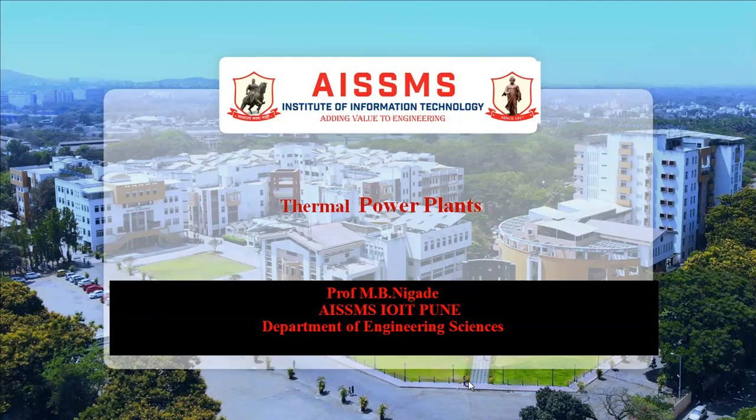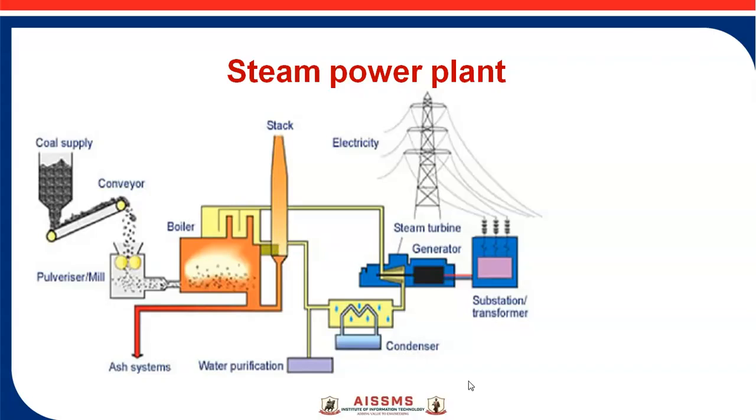Our today's topic is the thermal power plant. The thermal power plant is also called a steam power plant, and it is used to produce electrical power on a large scale. Usually, in steam power plants, the chemical energy of fuel is utilized to generate high pressure, high temperature steam in the boiler. Then steam is used in a turbine to produce mechanical power, which is finally converted into electrical energy by an alternator. This is a schematic diagram of a steam power plant.